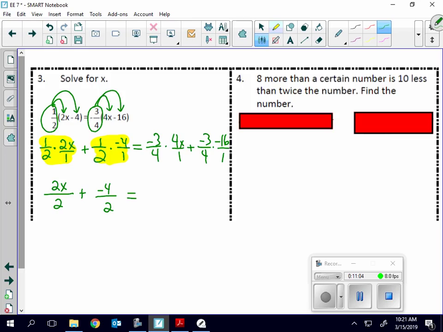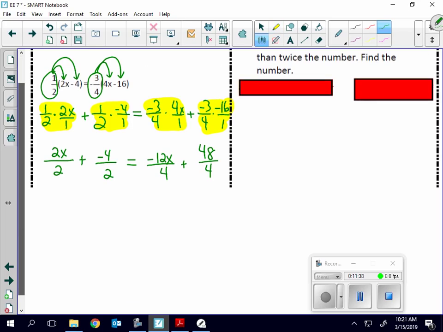All right, multiply across the top again. It's very important that you write neatly so you can read what you're writing. Negative 3 times 4x is negative 12x. The bottom is 4 times 1, which is 4. And the last piece is going to be negative 3 times a negative 16, which is a positive. This is going to be a positive 48. And 4 times 1 is 4.